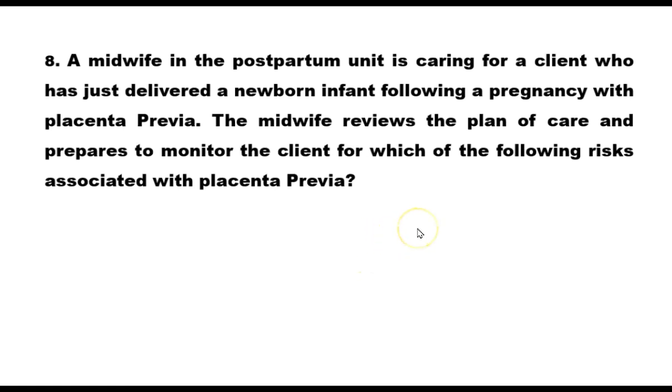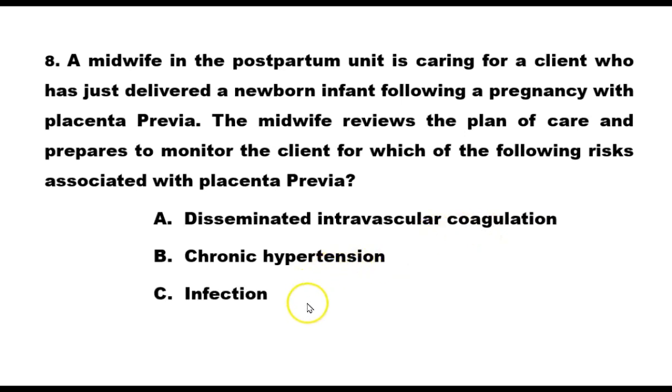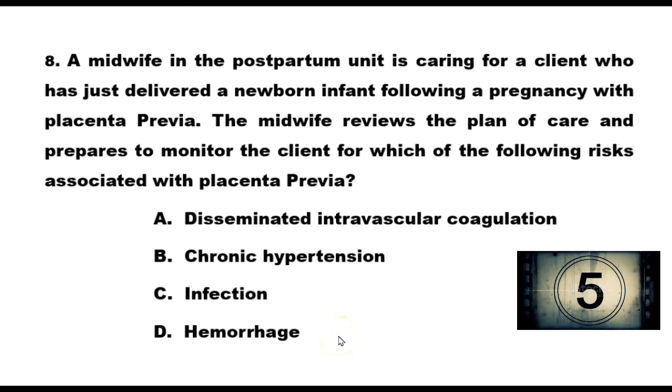And question number 8. A midwife in the postpartum unit is caring for a client who has just delivered a newborn infant following a pregnancy with placenta previa. The midwife reviews the plan of care and prepares to monitor the client for which of the following risks associated with placenta previa? A. Disseminated intravascular coagulation, B. Chronic hypertension, C. Infection, D. Hemorrhage. Think about it for 5 seconds.